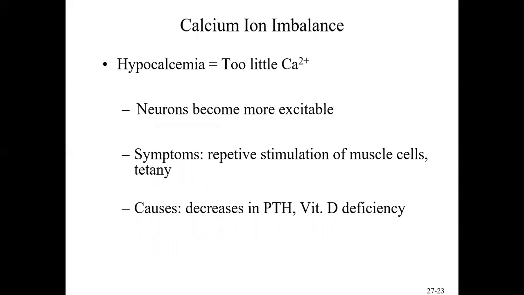Hypocalcemia is too little calcium, and the neurons here can actually become more excitable if you don't have enough calcium. That again goes back to balancing the sodium ions, when you're looking at the action potentials and the depolarization graph. Some of the symptoms of having too little calcium are that the muscle cells become stimulated too quickly. And eventually, if they're too fast, that gives a scenario called tetany, where the muscle cells don't have time to relax before the next contraction begins.